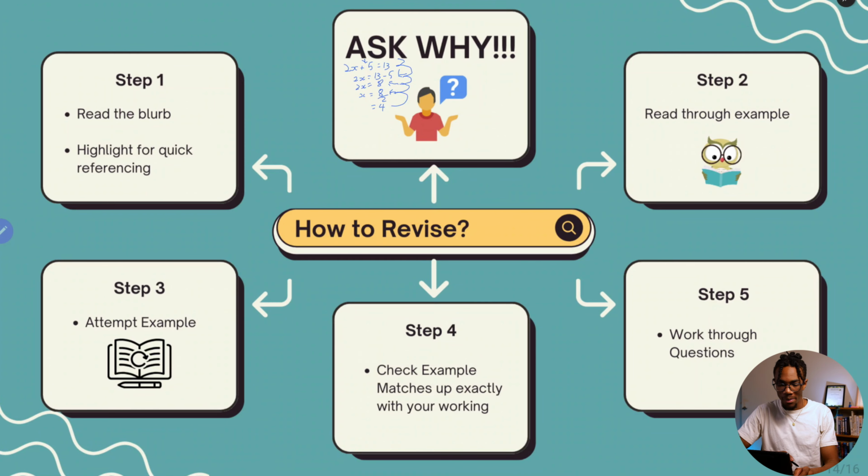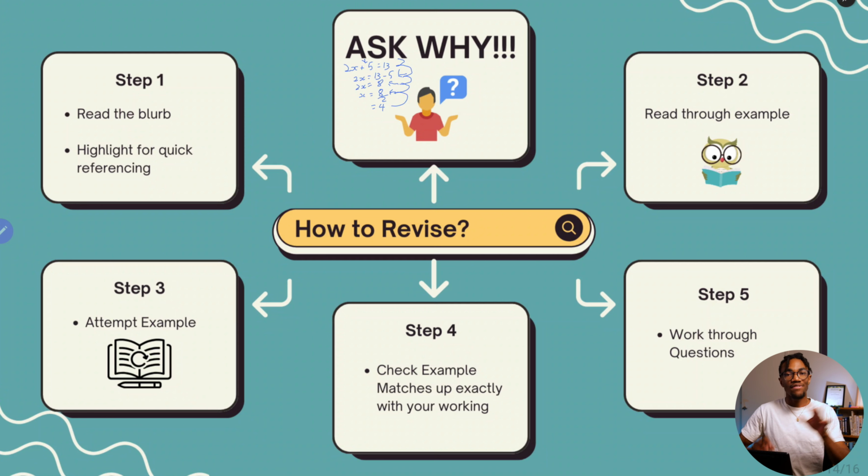So there are different steps to revising, and we're going to go through them now. Step 1, read the blurb, highlight for quick reference. 2, read through example. 3, attempt example. 4, check example matches exactly with your working. And 5, work through questions.